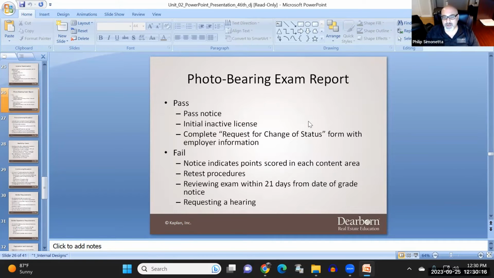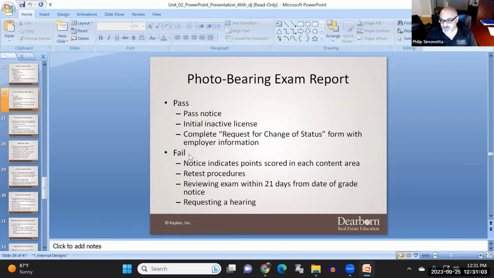Now you have the photo-bearing exam report. If you pass, you get a pass notice. Your initial license is inactive, so when you get your license, it's inactive. You have to complete a request of change status form with the employer information. I have your packet here already, all ready to go. There's a change of status form, this right here. Once you have your license, we fill the form out, we sign everything, and I activate you. So then you would be active, right? Nice.